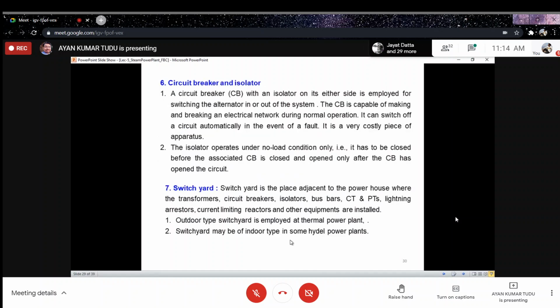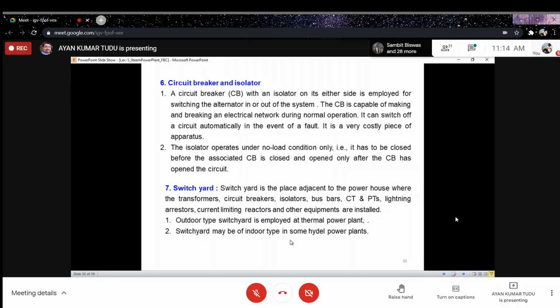Actually, the next slide, yes, a circuit breaker. So a circuit breaker with an isolator on either side is employed for switching the alternator in or out of the system. The circuit breaker is capable of making and breaking an electrical network during normal operation, and it can switch off a circuit automatically in the event of a fault. Obviously it's a very costly piece of apparatus, whereas an isolator operates under no load condition only. That is, it has to be closed before the associated circuit breaker is closed and opened only after the circuit breaker has opened the circuit.